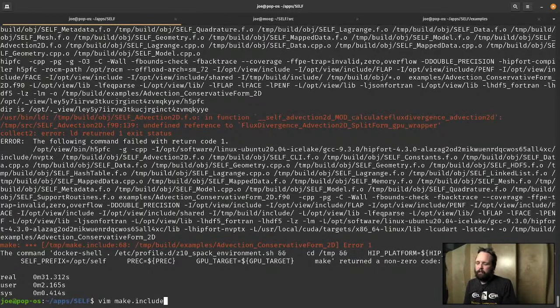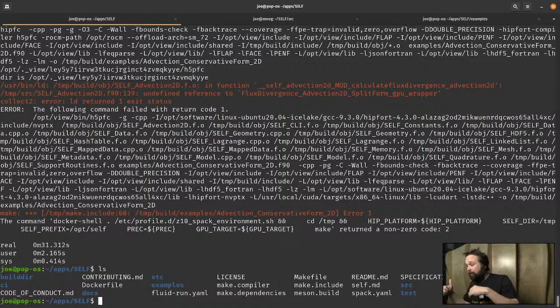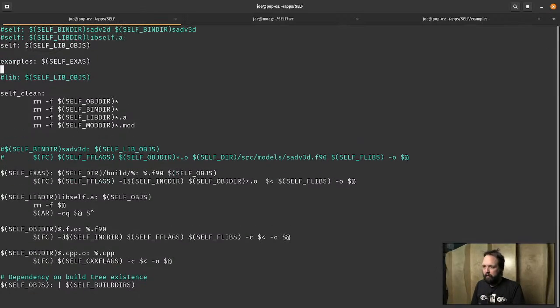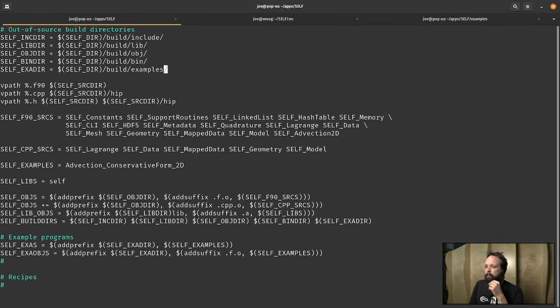So if you look, there's a few files for the make system. There's makefile, which kind of houses it all. We got make.include. Ignore that mason.build. I am working on a Mason build system, but make.include, make.dependencies, make.compiler. Make.include is the one that is our workhorse here. It tells us all the things that it's going to build. So just make sure we got it in the CPP sources. Yep, we're missing it. We need self-advection 2D. That would do it.